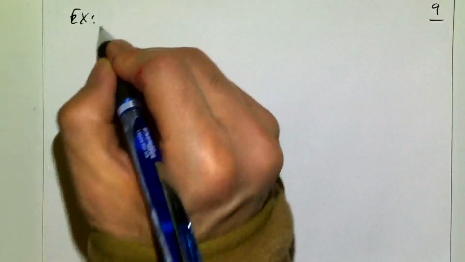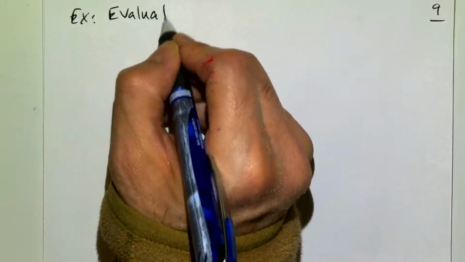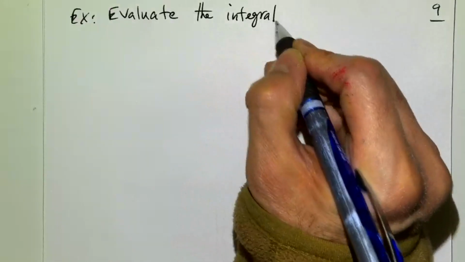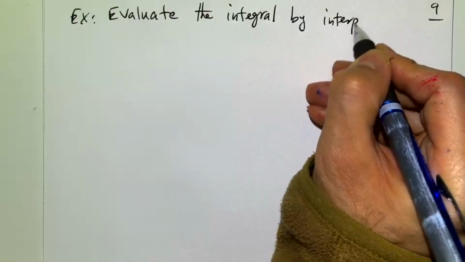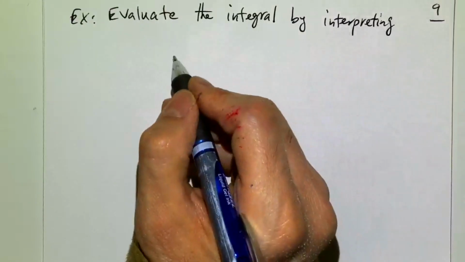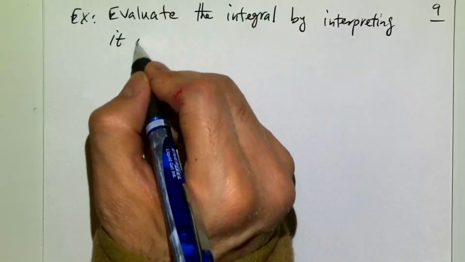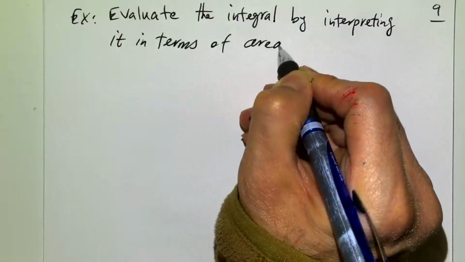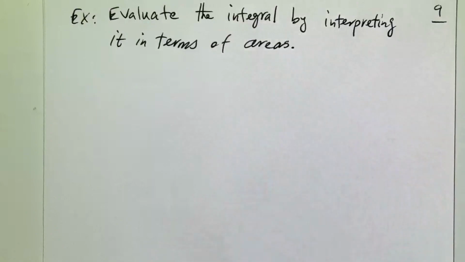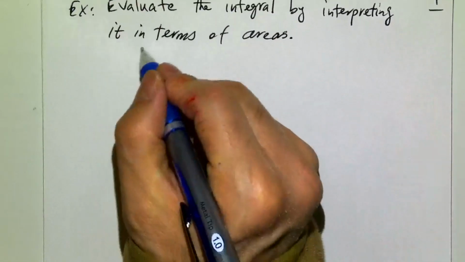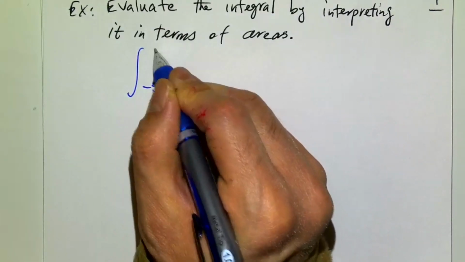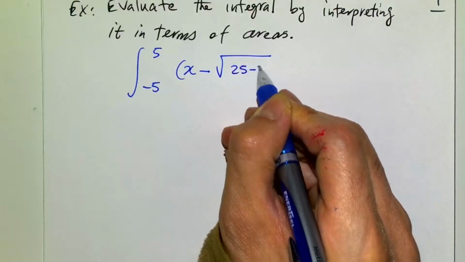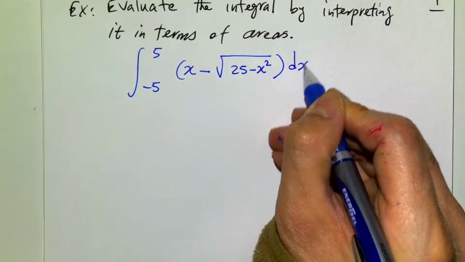So we want to evaluate the integral by interpreting it in terms of areas. Okay, so let's do that. Here's the example. We want to evaluate the definite integral from minus 5 to 5 of x minus the square root of 25 minus x squared dx.